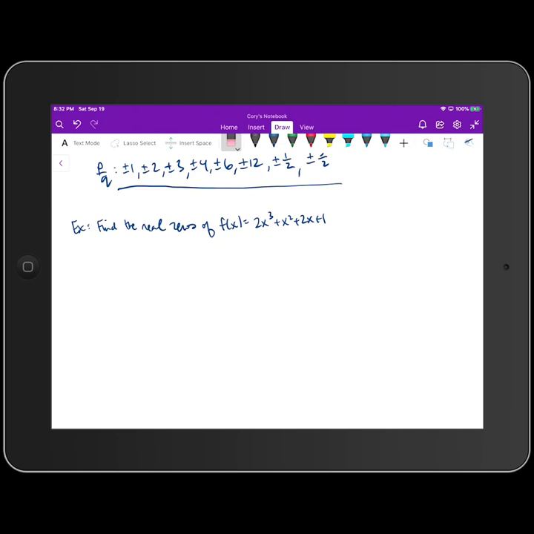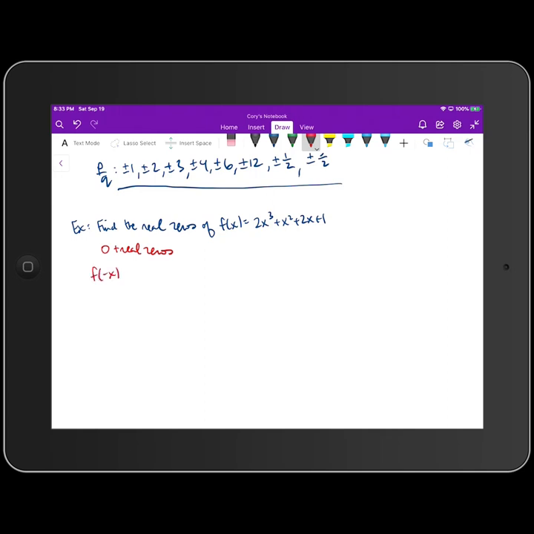Okay, so when I use Descartes' rule of signs here, if I want to count the number of sign variations, the first term is positive, the next term stays positive, the next term is positive, the last term is positive. So there are 0 positive real zeros because there are 0 sign variations for f of x, which is really good news for us. And we'll take a look at why in a second.